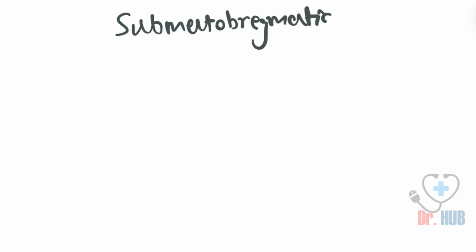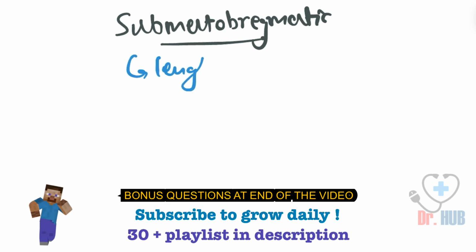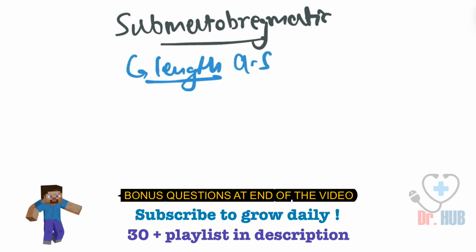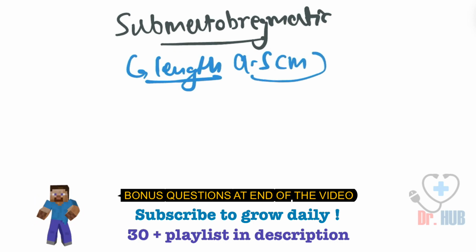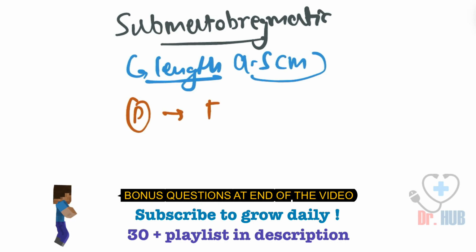So first, we talk about the submento-bregmatic. The submento-bregmatic is measured from the submento to the bregmatic. And now we look at the length. The length here is 9.5 centimeters. And what is the presentation? The presentation is the face.